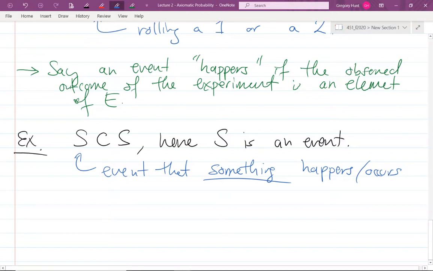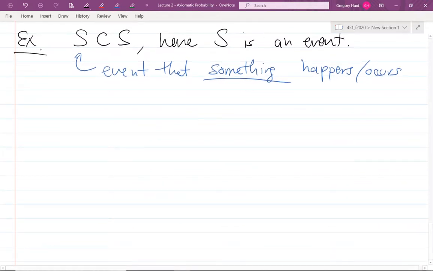So you can think about, and eventually we can start talking about the probability of these events, what the probability of S occurring is. S is the event that something occurs, that any of the outcomes happen. Probably that has to happen, right? So you can think about what you think the probability of something happening is.